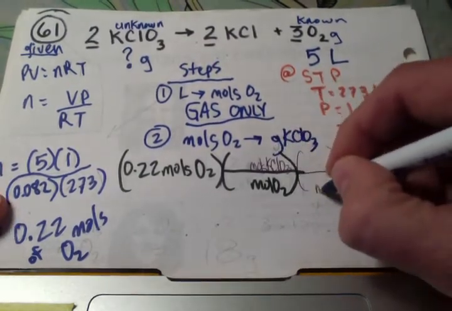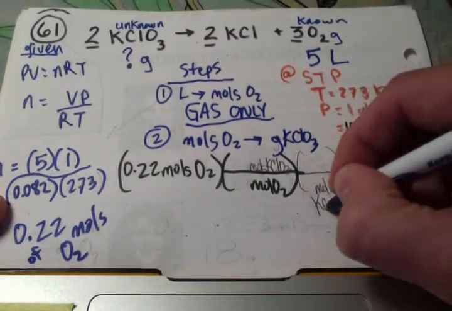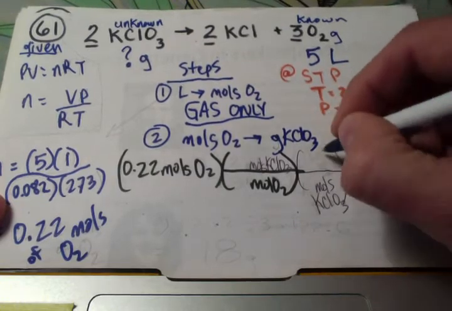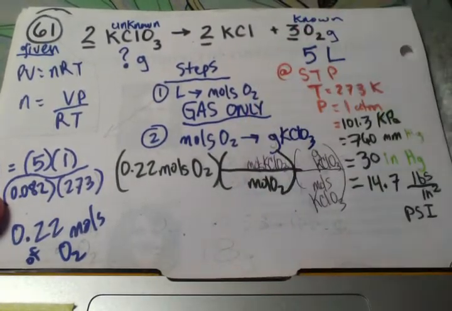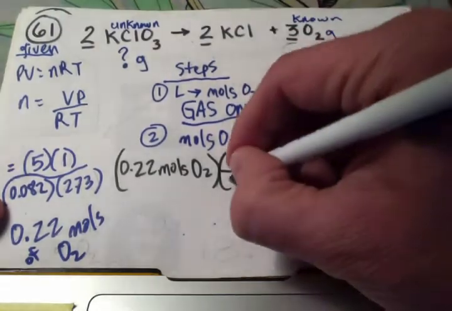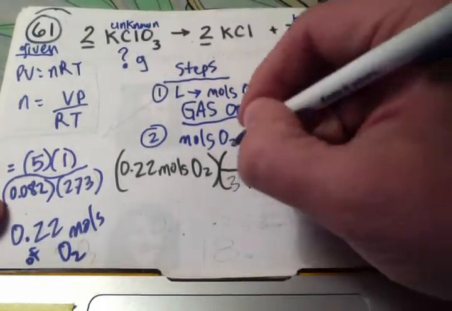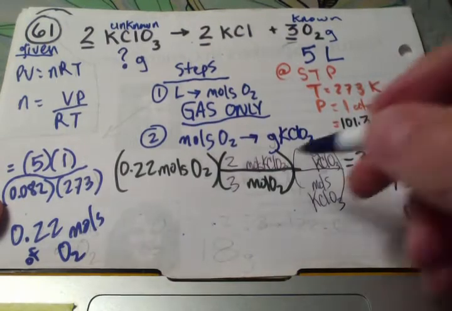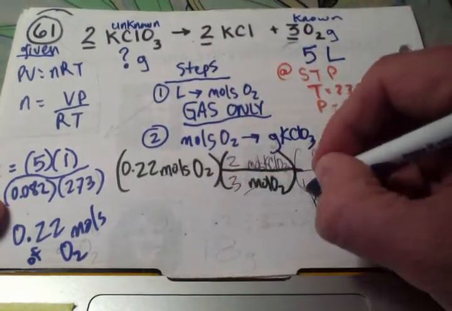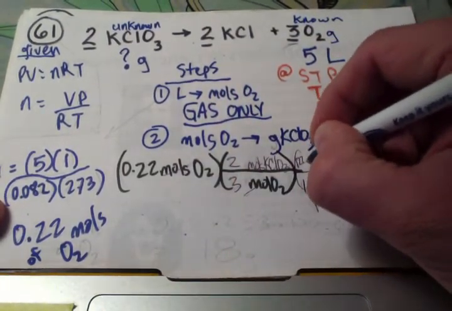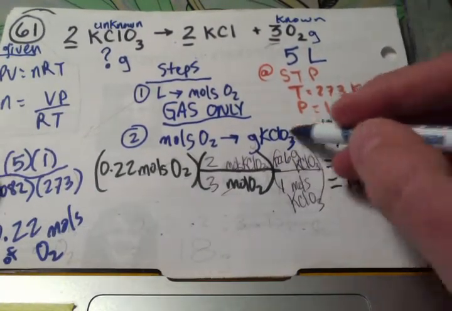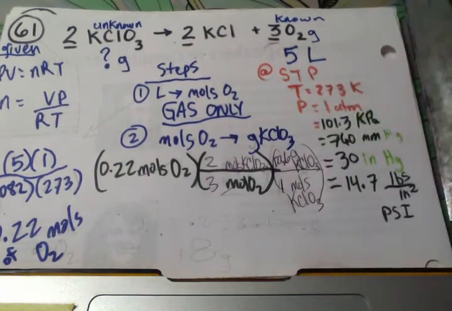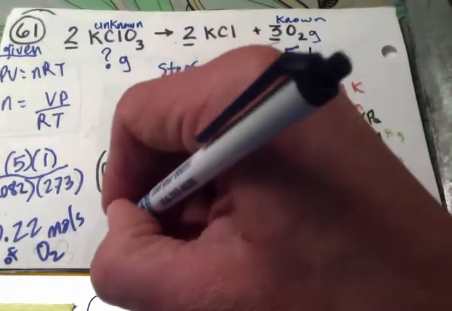Then moles of the unknown, potassium chlorate, can go to grams of potassium chlorate. So moles O2, 3. Moles potassium chlorate, 2. That cancels. Then 1 mole of potassium chlorate is 122.6. I don't know if they gave you that molar mass. I'm running out of space.